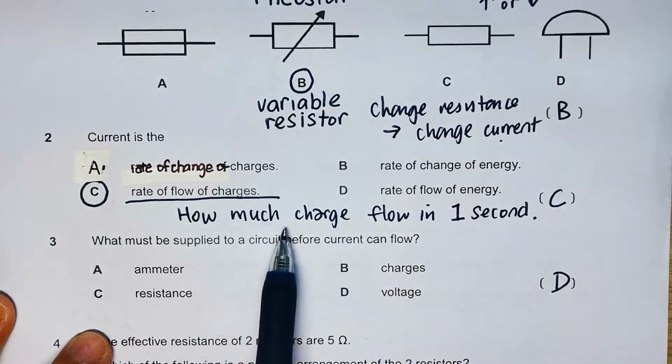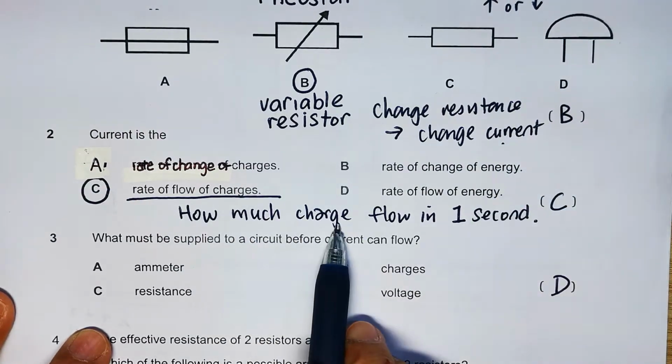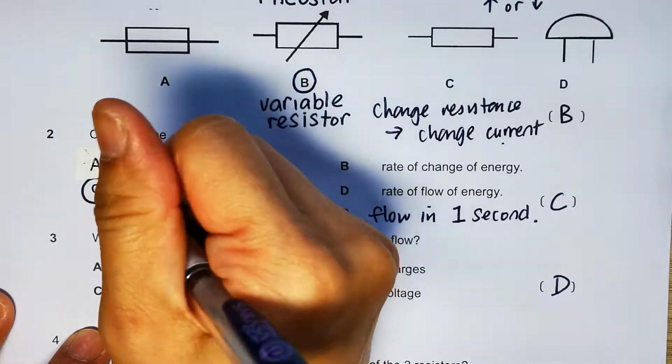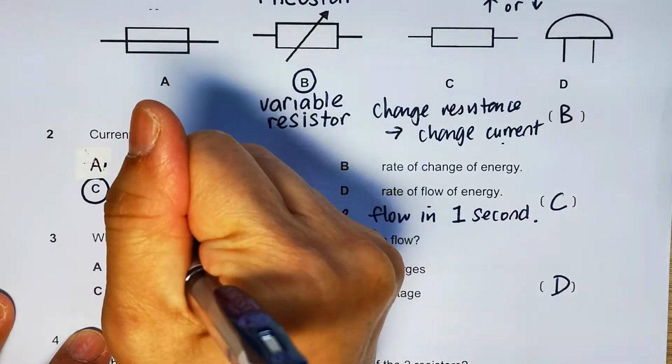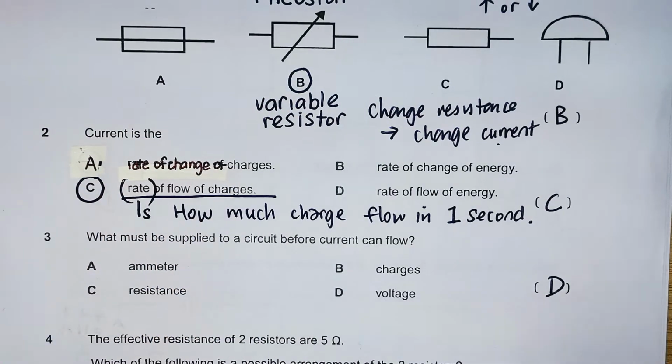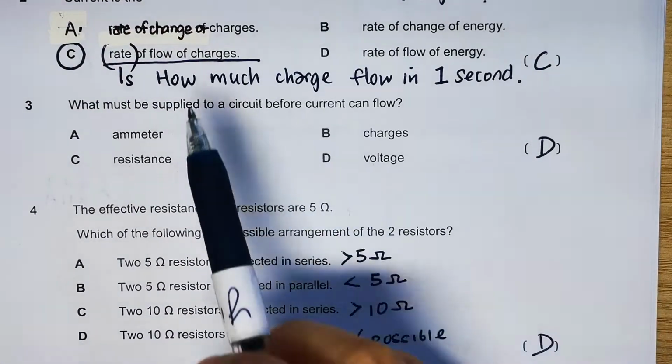So the more charges flow in 1 second, the higher the current. So this is known as the rate. Each time we see the word rate, it means in 1 second, how much charge flows. Let's go on to question 3.